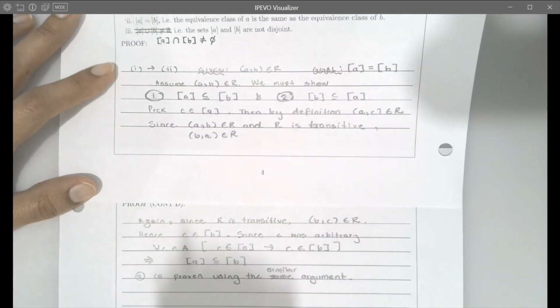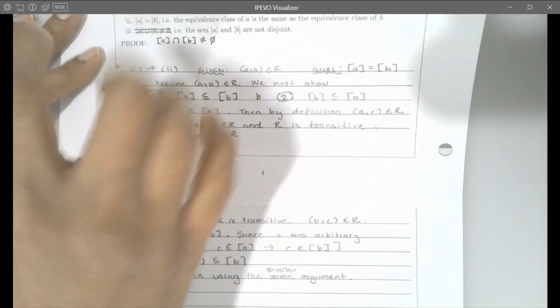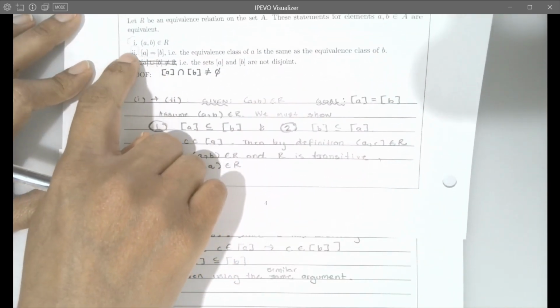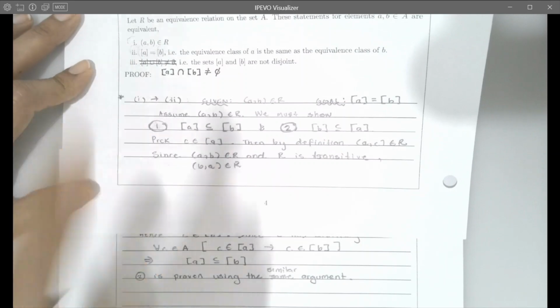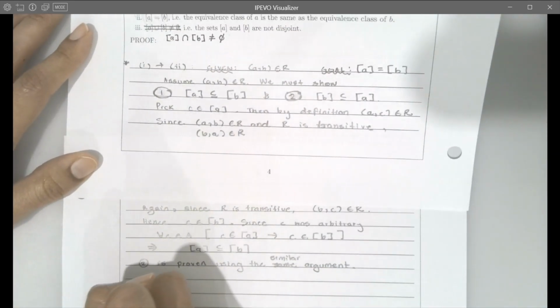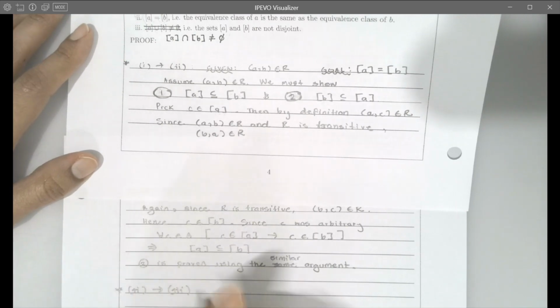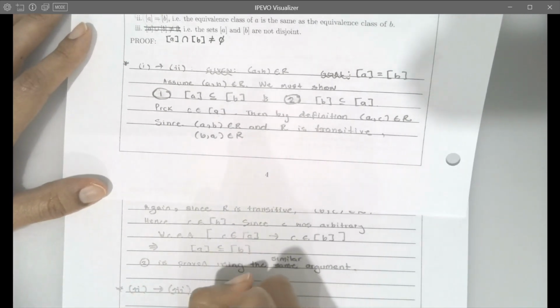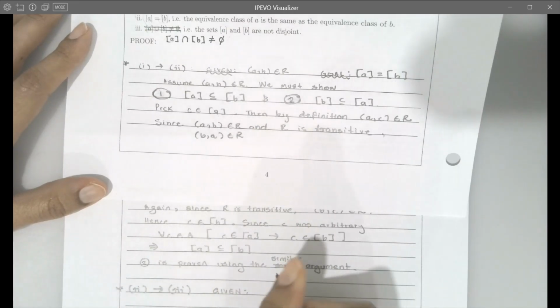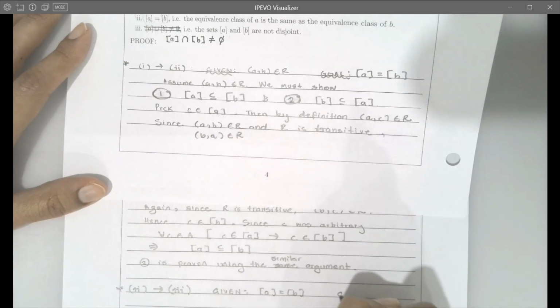We've already shown that 1 implies 2, meaning this implies this. We're now going to show that 2 implies 3. Okay, so now 2 implies 3. In order to show that, we assume that 2 is given, so that means that the equivalence classes are the same. And our goal becomes to show that the intersection of the two classes is non-empty.